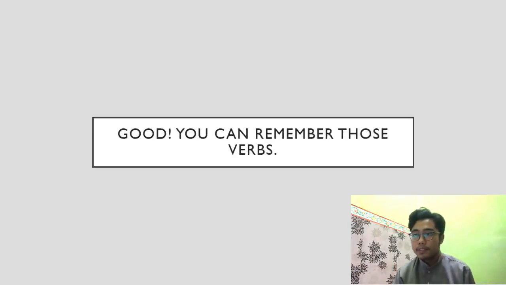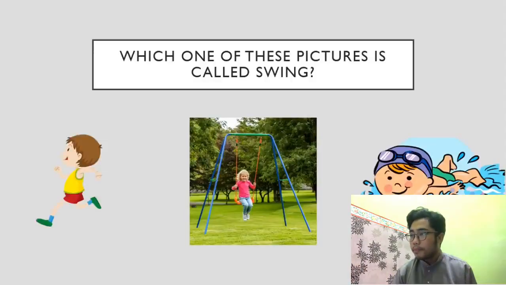Now let's continue our class. We're going to learn more verbs today. Are you ready? I hope that you're ready. We're going to do the same like we did before. We're going to look at 3 pictures and answer the question. Which one of these pictures is called swing? Is it picture number 1? There is a boy with yellow singlet, red shorts, green trainers, and blue socks.